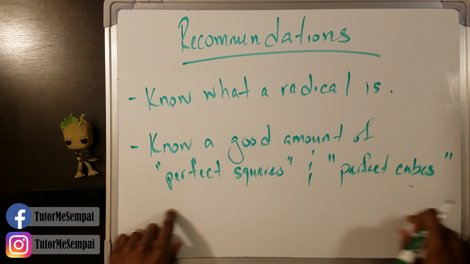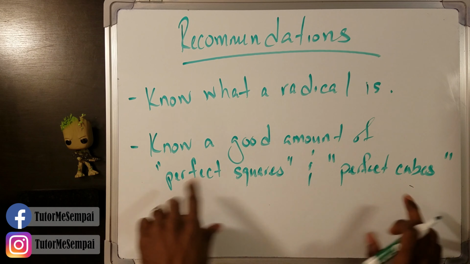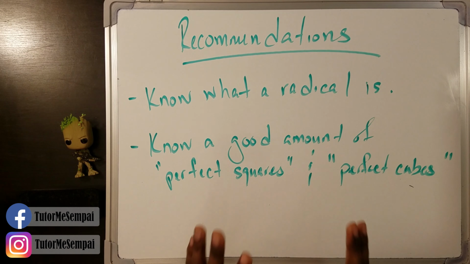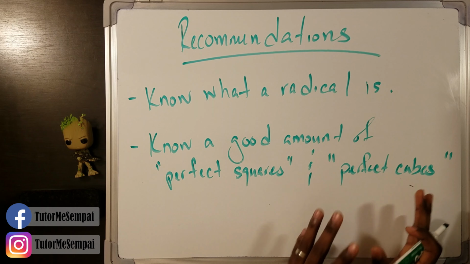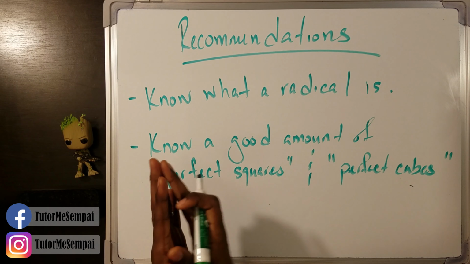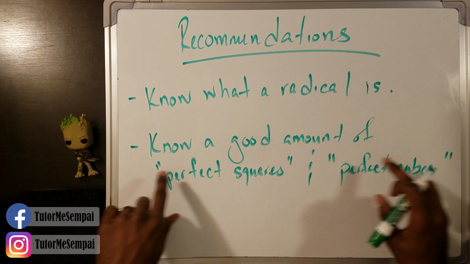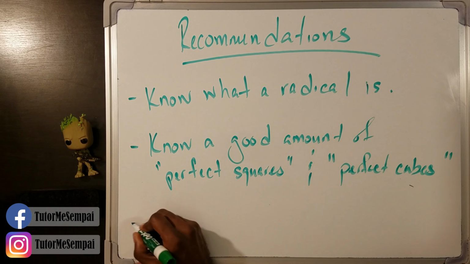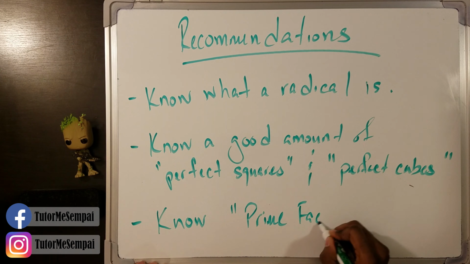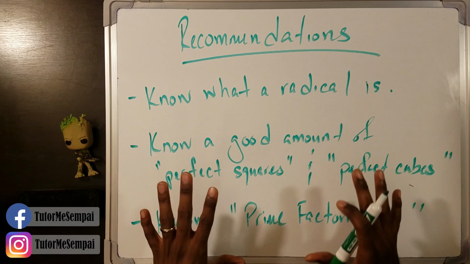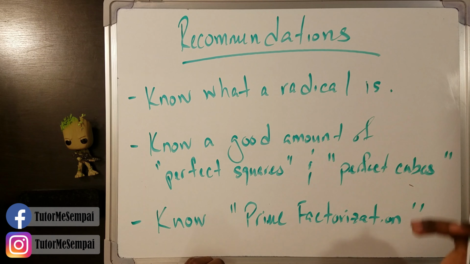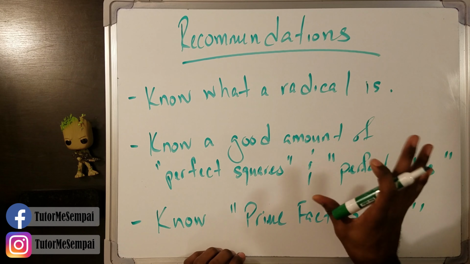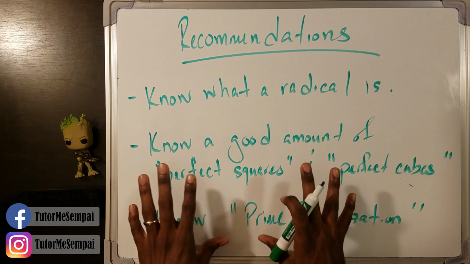If you're really not sold on this second recommendation, you don't even need to worry. You can skip the second one and go straight to the third one, and that's knowing prime factorization. If you know how to break down your number into its prime factors, you don't even need the second recommendation, and this is going to work for all your radicals. So once you have these recommendations down, or at least the first and the last one, you'll be ready to simplify your radicals.